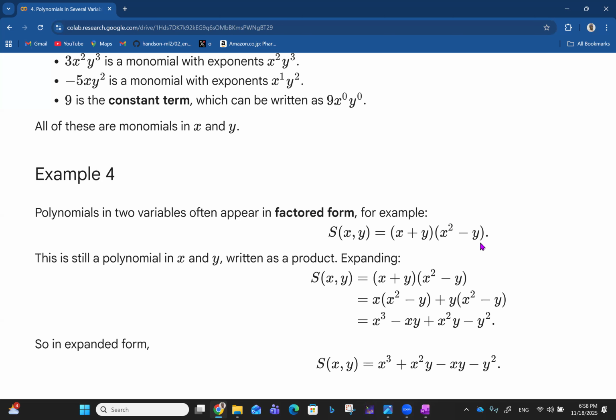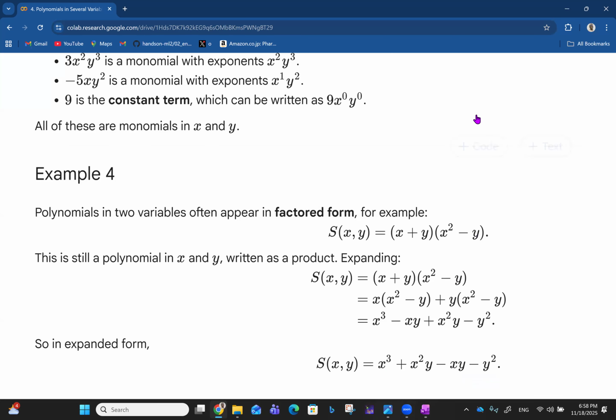So that's simply what to do here. You can do the FOIL form: first, outer, inner, and last, right? So x times x squared is x cubed; x times minus y is minus xy; y times x squared is plus x squared y; y times minus y is minus y squared. And that's just what we have. So in expanded form, this same polynomial with two variables is x cubed plus x squared y minus xy minus y squared.